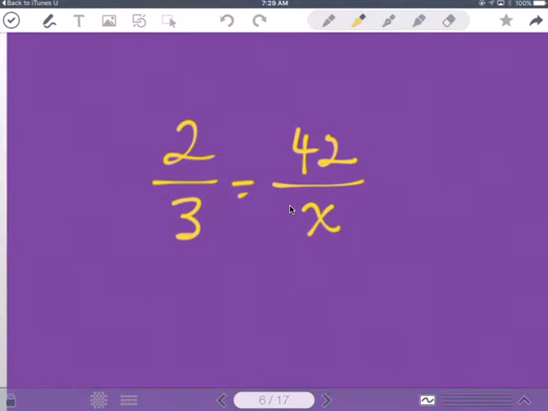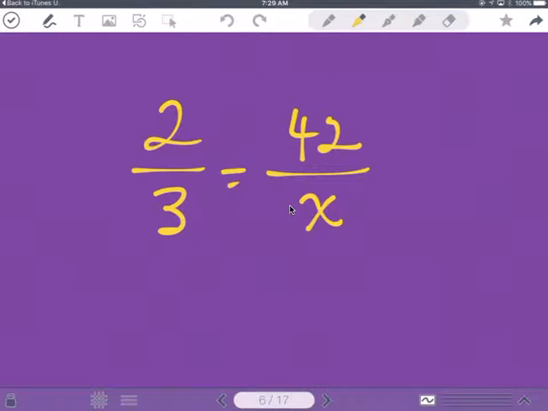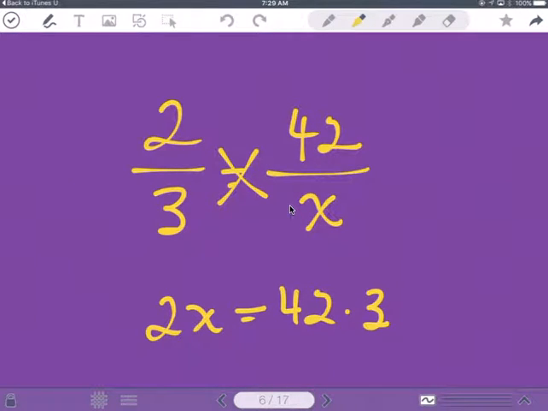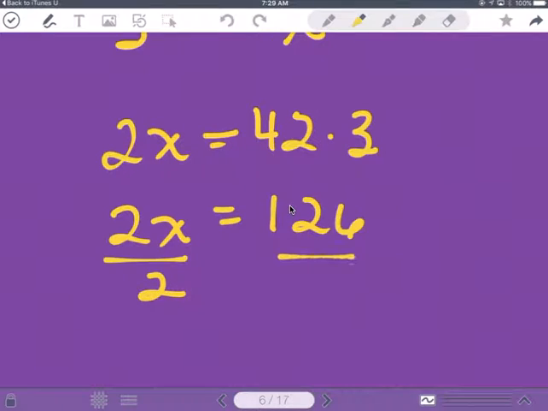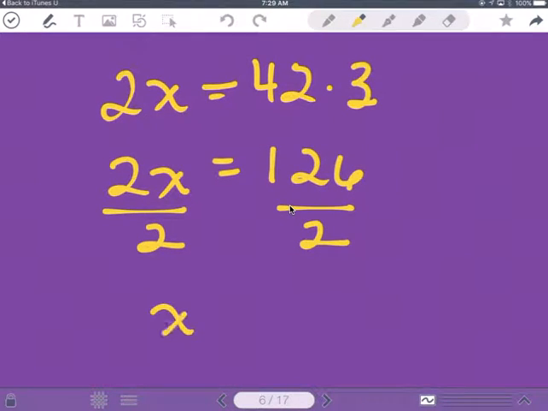Now, this is really simple. This is just going to be a ratio that you're going to solve like we did yesterday through cross multiplication. So we're going to get 2x equals 42 times 3. 2x equals 126. Divide by 2. X equals 63.